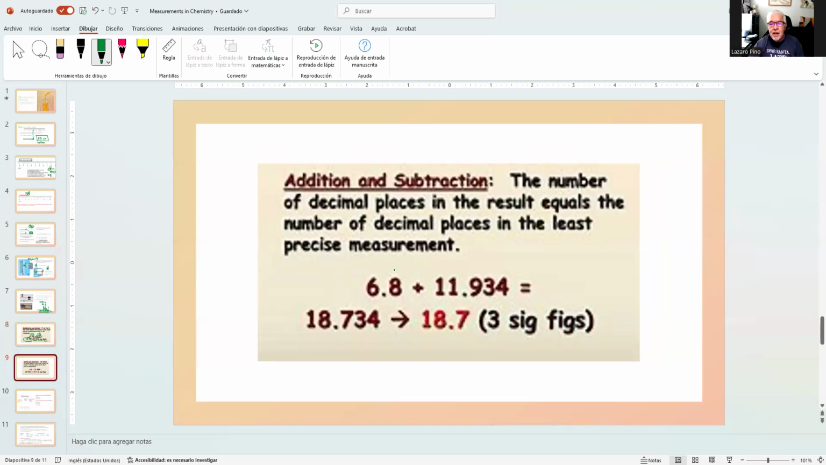Well, in addition and subtraction. Well, I can explain a little different things, but the best way is setting the operation this way.